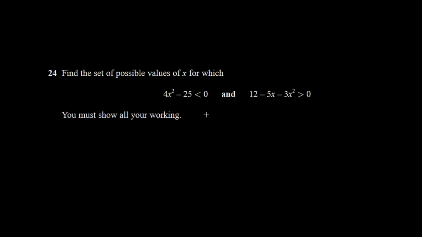Okay, we've got a quadratic inequalities question here. These are both quadratics. This is a U-shaped quadratic, and this is an N-shaped quadratic. And we're being asked when this U-shape is under sea level, and when this N-shape is above sea level. And then we've got to merge their values together.